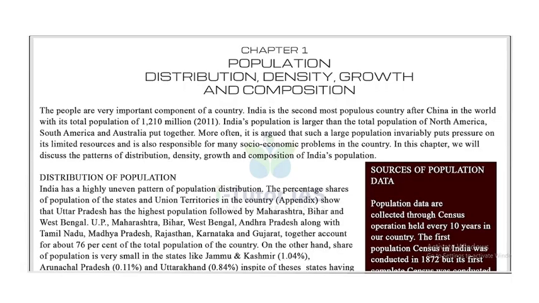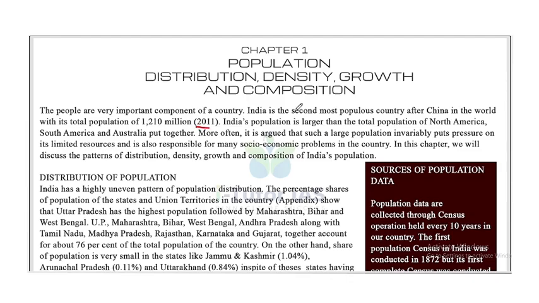Today we are going to discuss Class 12 Geography NCERT Chapter 1: Population, Distribution, Density, Growth and Composition. The people are a very important component of a country, and India is the second most populous country after China in the world, with a total population of 1210 million in 2011.